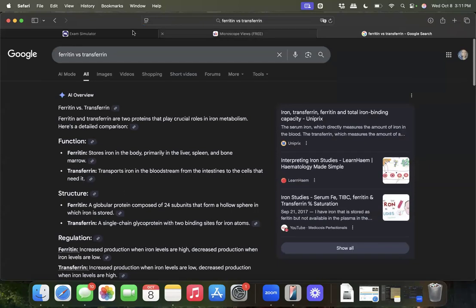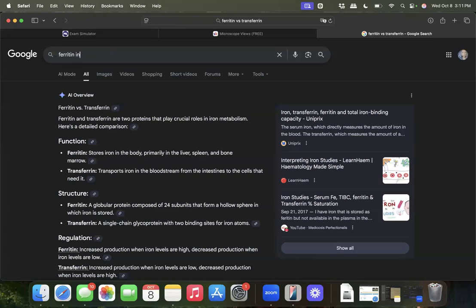So if it's storing iron, how exactly is that happening? It's within those organs, and then transferrin is in the bloodstream, or is it ferritin, sorry. This is how I study, guys. I really go into the nitty-gritty: how, what, who, when, where, and why, right?